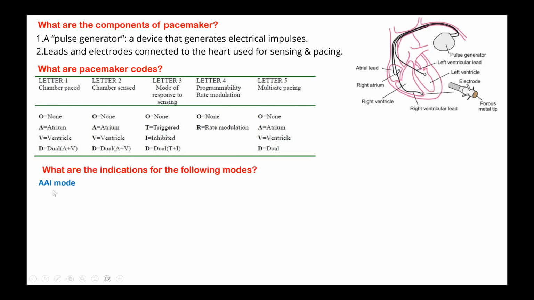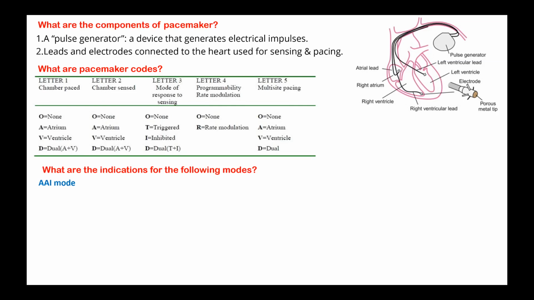Supposing you say AAI mode, what does it mean? It is pacing the atrium, sensing the atrium, and it is an inhibited mode. Okay, this is the simple meaning of AAI. So what will be the indication for this particular mode?